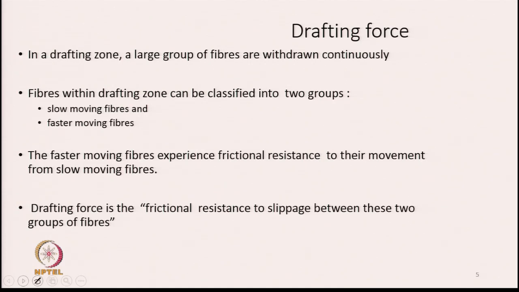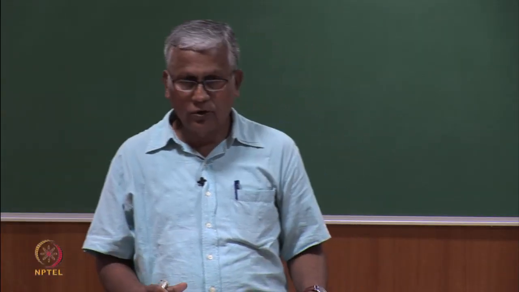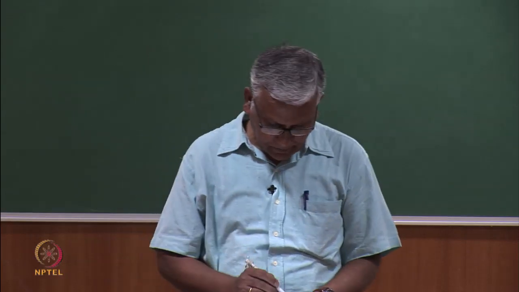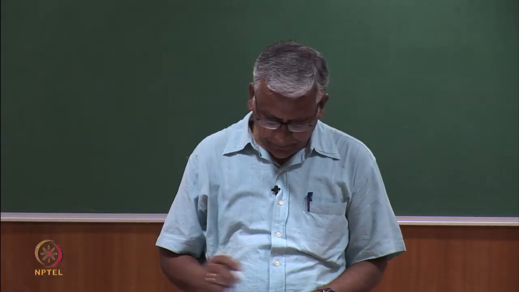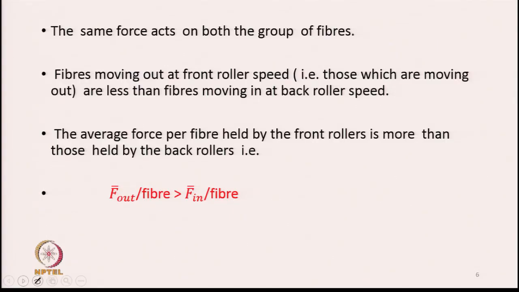The resistance that is offered by the slow moving fibers on the faster moving fibers is manifested as a force, and we call it drafting force. Whatever force develops within a drafting zone, this force will act on both groups of fibers, that is, on the slow moving fibers and also on the faster moving fibers. So, the magnitude of the force is the same on both groups of fibers.